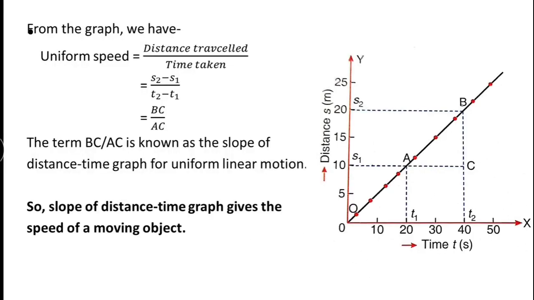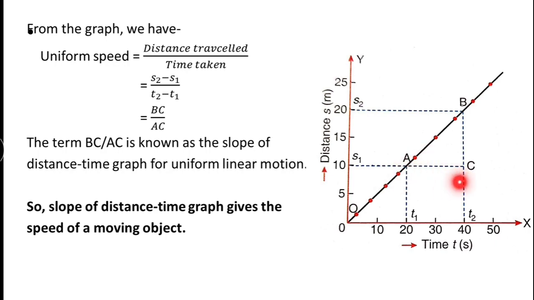We can determine speed of object from the distance time graph. For this purpose, let us consider 2 points A and B on the graph. Let the point A corresponds to time t1 and distance s1, and the point B corresponds to time t2 and distance s2. Now what we do, we draw a line parallel to x-axis from the point A and a line parallel to y-axis from the point B. These two lines intersect at the point C. So we get an adjoining triangle ABC.